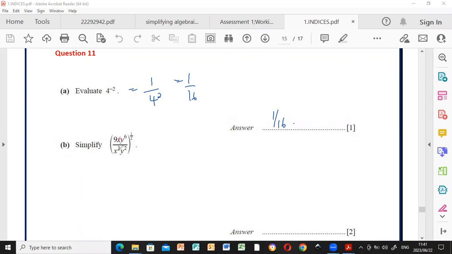So this x will cancel with another x here, then remember the x squared on the denominator, y to the power of 2 times y to the power of 6, and remember the y to the power of 4 on the numerator. So our answer is 9y to the power of 6 divided by x squared. Everything is to the power of half.